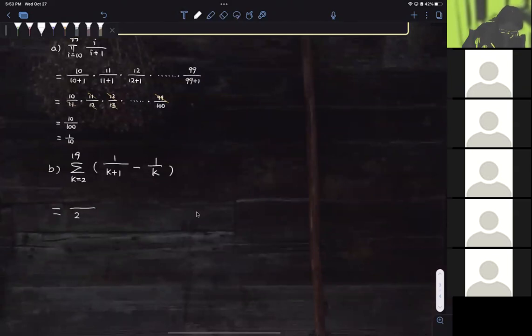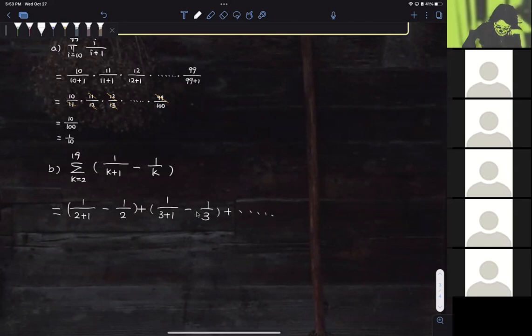So we have 2 plus 1 minus 1 over 2 plus 1, plug in 3, 1 over 3 plus 1 minus 1 over 3, and so on until you reach 1 over 19 plus 1 minus 1 over 19. So this is what? This is 1 over 3 minus 1 over 2 plus 1 over 4 minus 1 over 3, and so on.